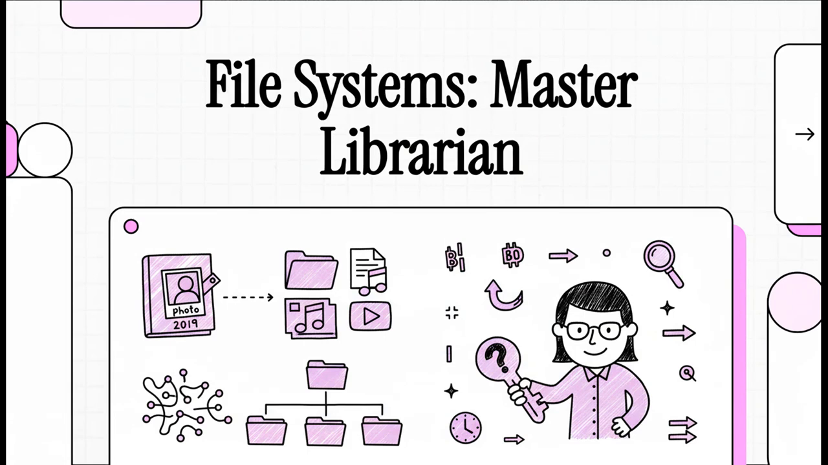Have you ever stopped to think about how your computer finds that one specific photo you took 5 years ago, buried somewhere among tens of thousands of other files? It feels like magic, right? Well, it's not. It's an incredibly smart hidden system that's organizing your entire digital life. And today, we're going to pull back the curtain on this unsung hero, the file system.